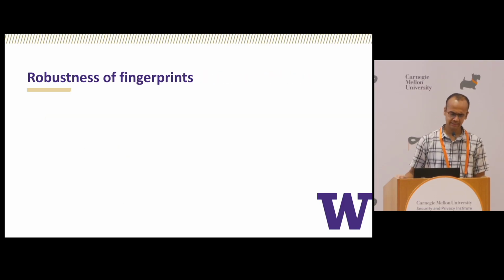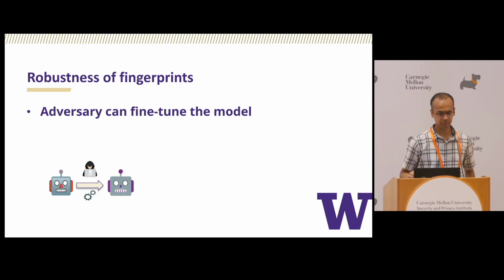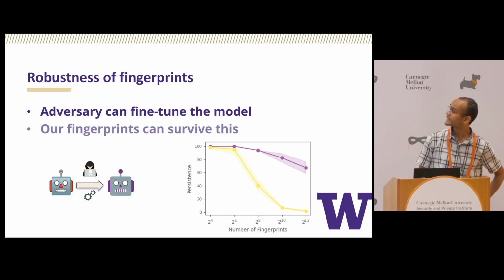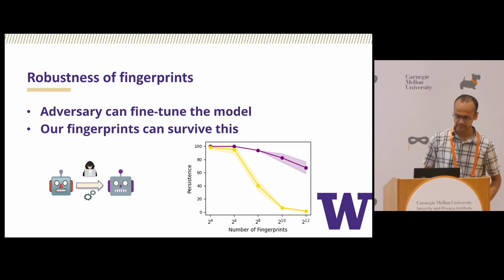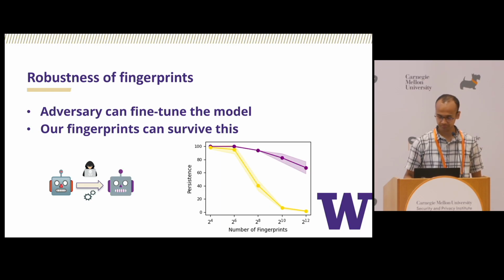The second thing to consider is that the adversary is very powerful, as we have talked about earlier. So what about the robustness of fingerprints? Now, one thing the adversary can do is they can fine-tune the model on some benign or unrelated data. After this, the model is slightly different. But we find that our fingerprints can actually still persist even after such fine-tuning, with almost 80% fingerprints persisting, despite being in essentially a different model.